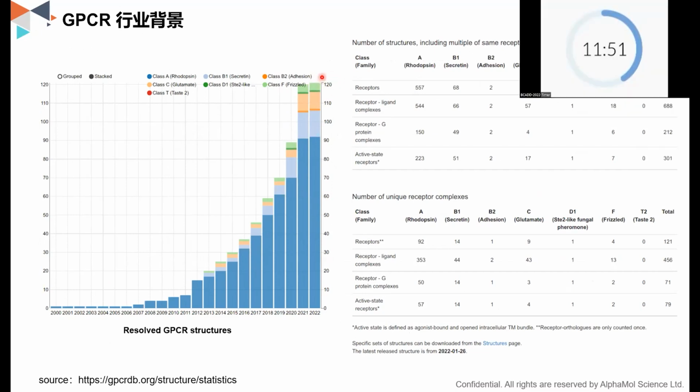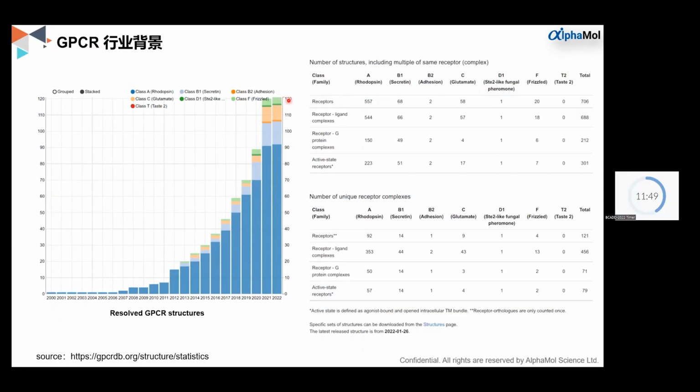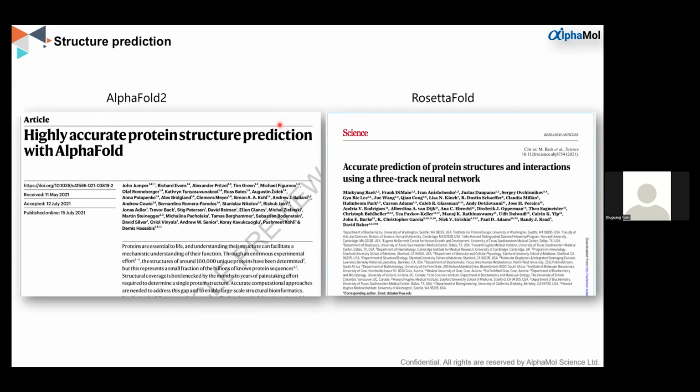And in our human body, there are more than 820 different GPCRs. Which means less than 20% of GPCR structures are actually resolved. So still, the most part of the GPCRs is unresolved.